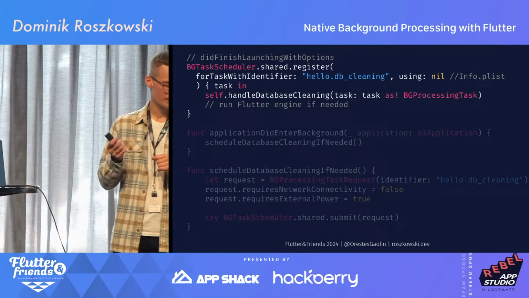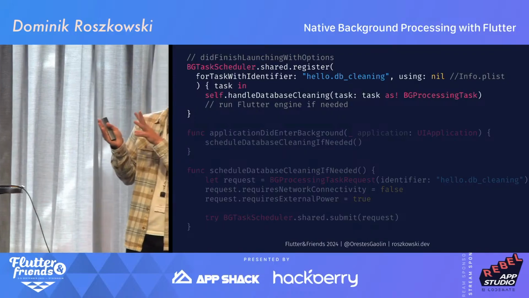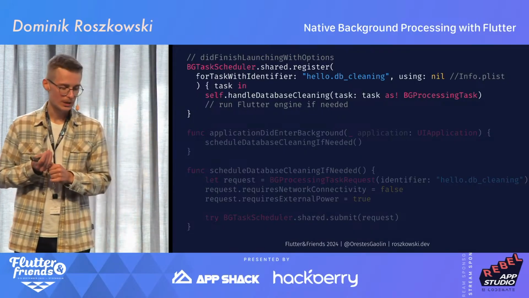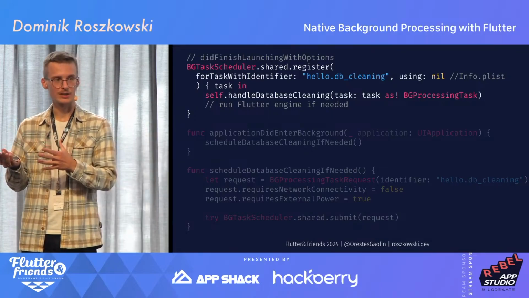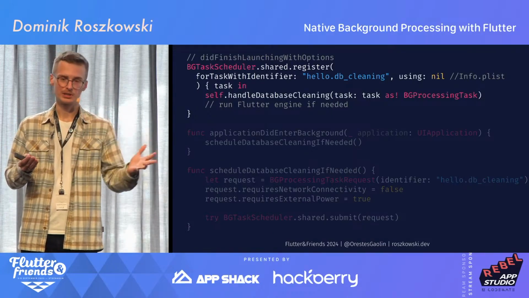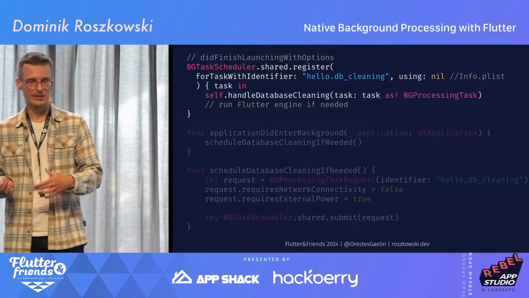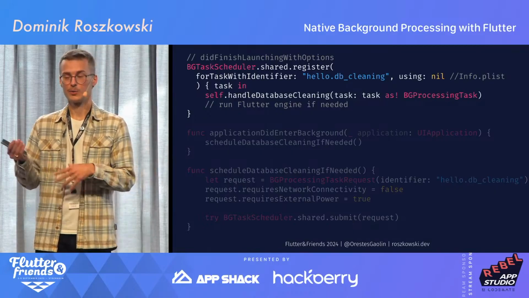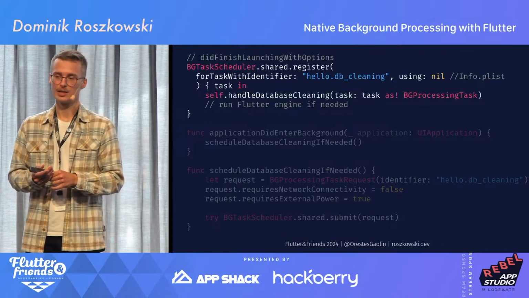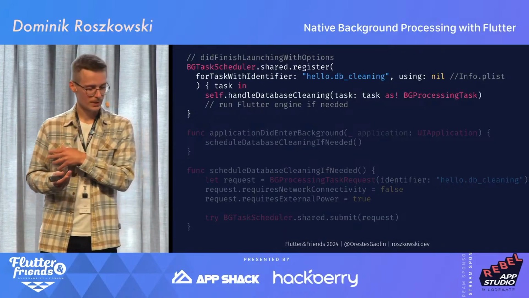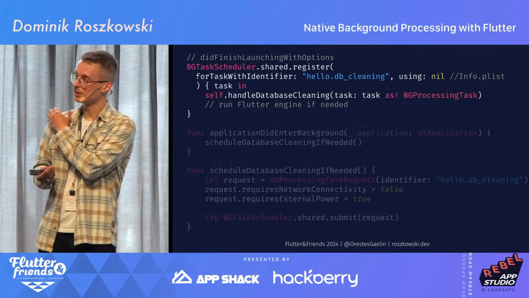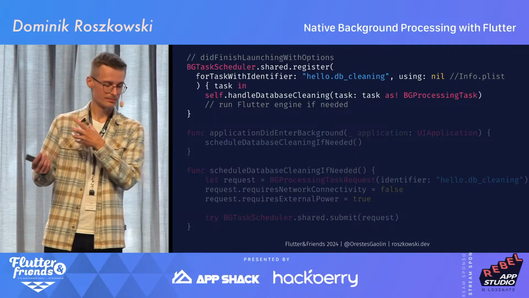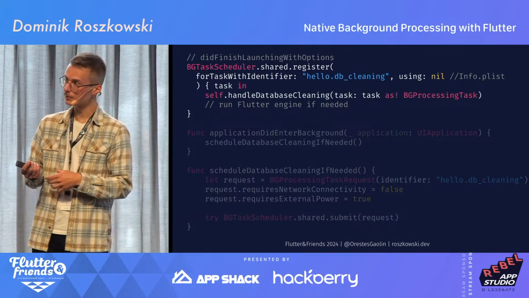So for instance, here we have the app delegate, which is the main entry point to an iOS app. When you want to define some background task, you have to do it at build time. So you cannot dynamically create background tasks. You have to tell the App Store, essentially, what kind of background tasks the app is going to perform, and you have to create some IDs for that. So for instance, if you have some database cleaning task, you define it as a handler like that.